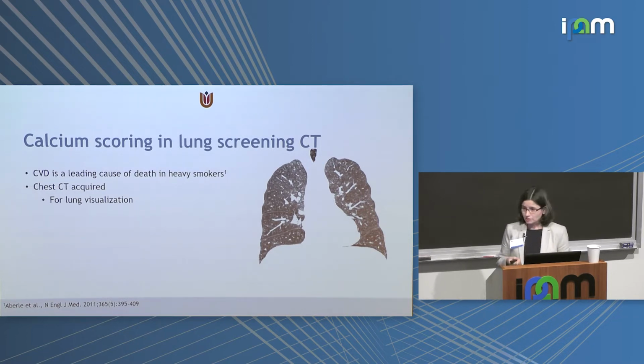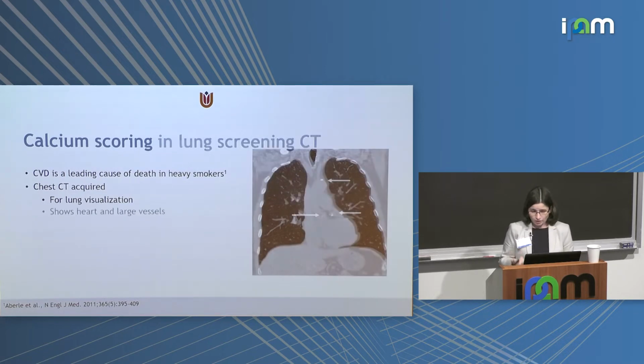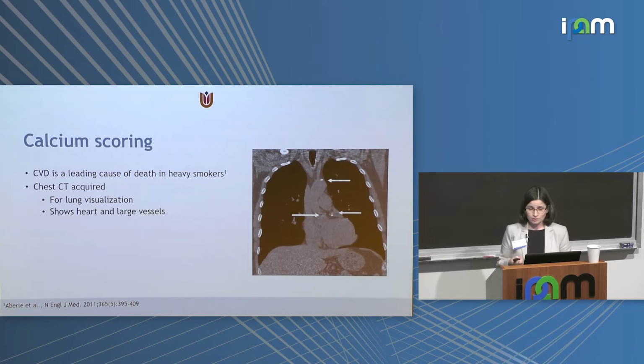Images that are required in the screening are made for visualization of the lungs. But if we change the settings, we see that these scans also show the heart, and they also show the large vessels. So here with arrows, you can see the calcifications in the heart, the lower ones, and at the top in the aorta, in the aortic arch.